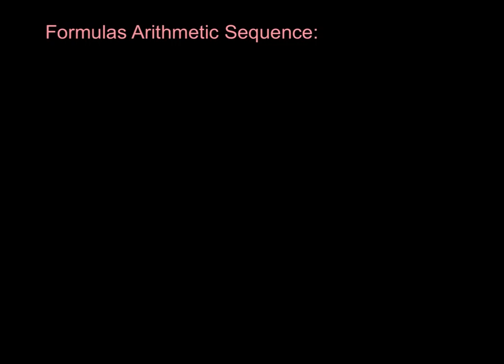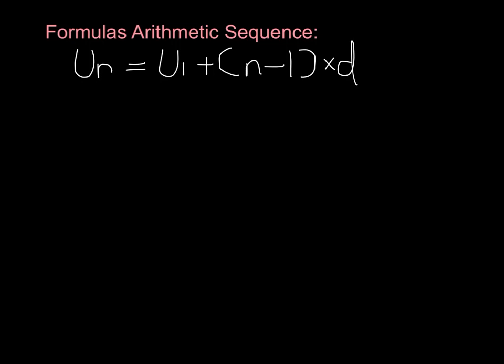We have three formulas we can apply for an arithmetic sequence. The first one is un equals u1 plus n minus 1 times d, where un is the value that is in position n.